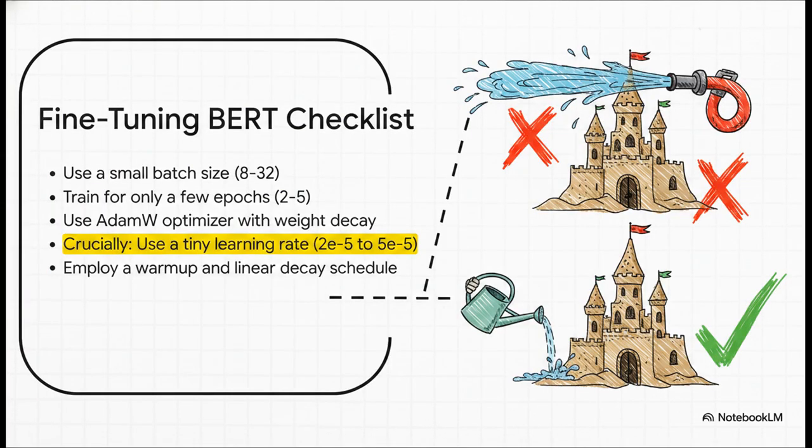So how do we avoid these disasters? Well, it mostly comes down to being careful and following a practical checklist. When you're fine-tuning a big model like BERT, these are the rules of thumb. But I want you to pay very close attention to that one with the warning sign, because it's the mistake that trips up everyone, even experienced pros. The learning rate. Using a standard, high learning rate is like turning a fire hose on a delicate sand castle. It just obliterates all that intricate pre-trained knowledge. You have to use a tiny learning rate to gently nudge the model in the right direction.